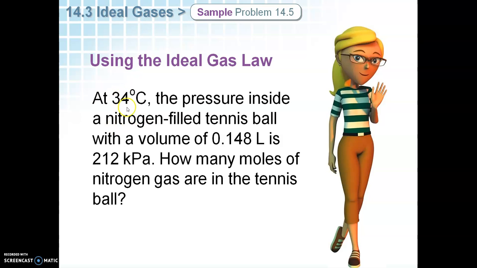So they give us the temperature, 34 Celsius. They give us the volume of the tennis ball holding the gas is 0.148 liters. And they give you the pressure inside there, 212 kilopascals. Notice that's higher than normal air pressure. That's why the ball stays inflated. If it was less than air pressure, the ball would kind of collapse. Now, they give you the temperature, they give you the volume, they give you the pressure.